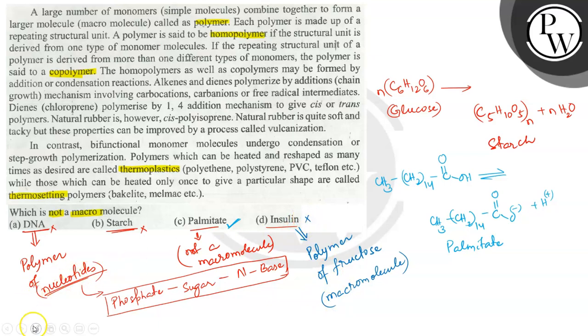So the only correct option to this question वो है हमारा option number C, that is palmitate. So palmitate is not a macromolecule and this is our correct option. I hope you understood the concept.